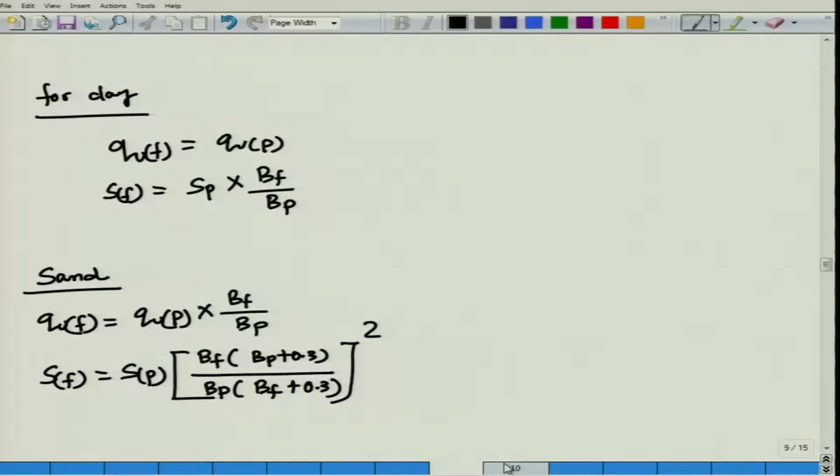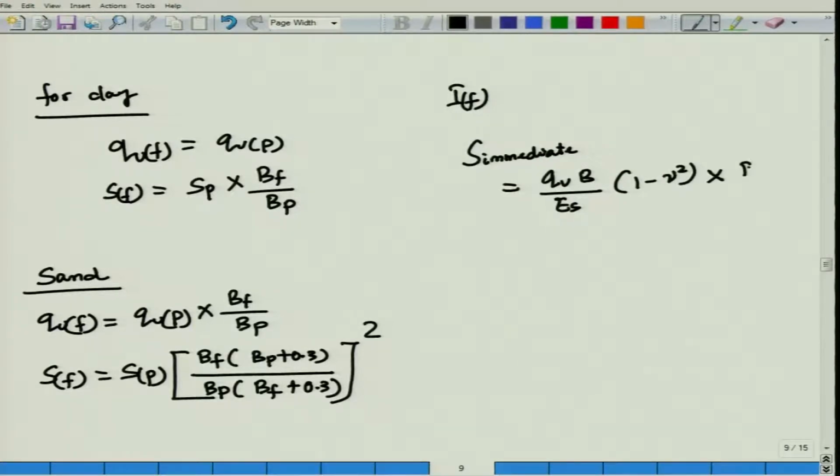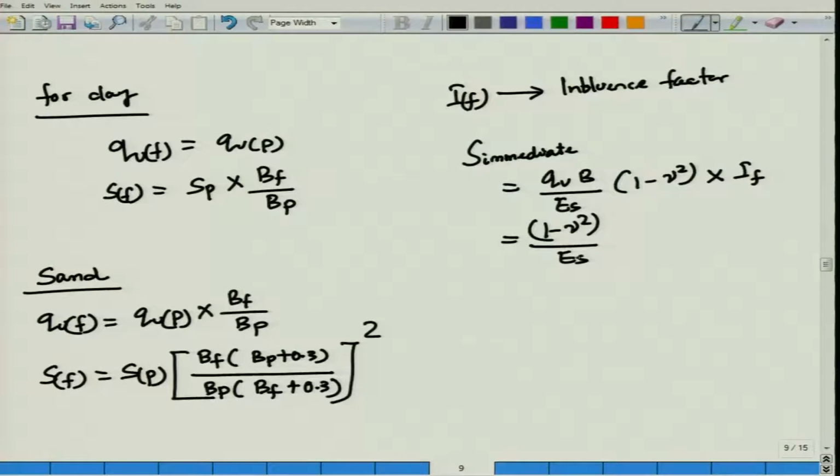Now come back to the influence factor. How are we going to get the influence factor? If I write the immediate settlement, S is the immediate settlement, then it is S = (Qu into B by Es) into (1 minus mu square) into IF. This is your influence factor. So, if I rearrange it, S = ((1 minus mu square) by Es) into I into Q into B.